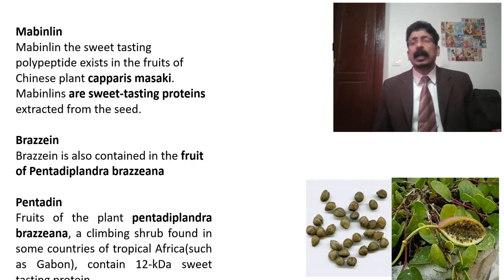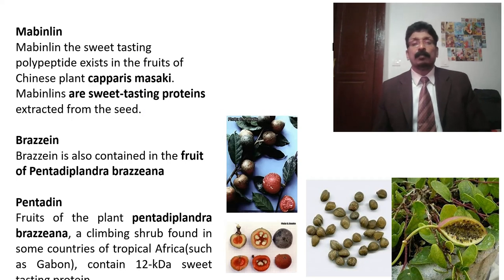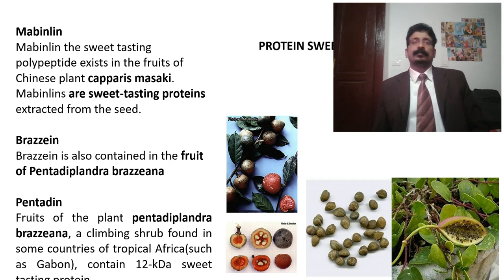Pentadiplandra brazzeana, a climbing shrub found in some countries of tropical Africa such as Gabon. Contains a 12 kD protein with that much sweet taste. You see the fruit, which is about the Pentadiplandra brazzeana, protein sweetener.